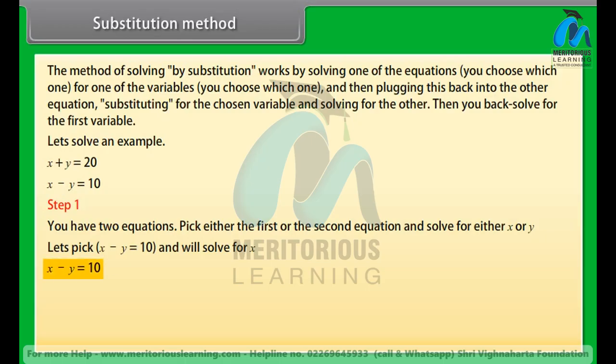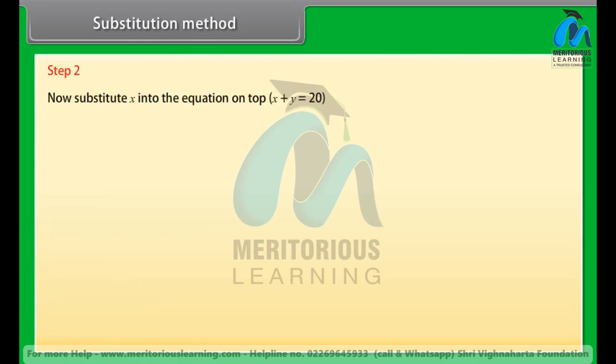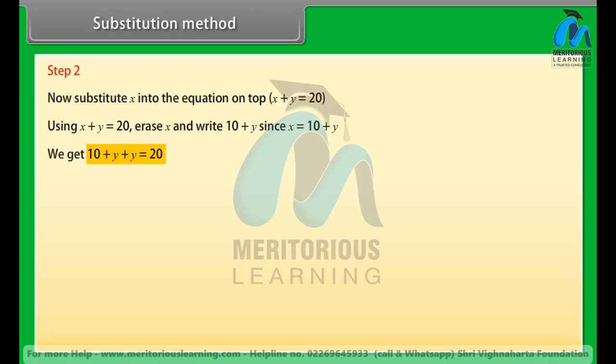x minus y is equal to 10. Add y to both sides. x minus y plus y is equal to 10 plus y. x is equal to 10 plus y. Step 2. Now substitute x into the equation on top. x plus y is equal to 20. Using x plus y as 20, erase x and write 10 plus y since x is equal to 10 plus y. We get 10 plus y plus y is equal to 20.